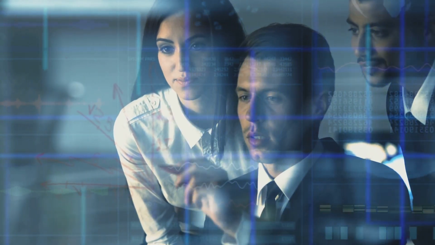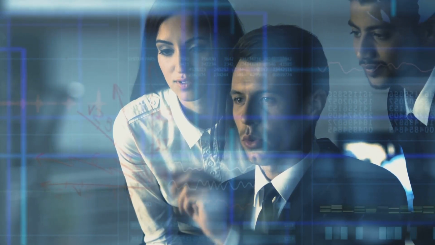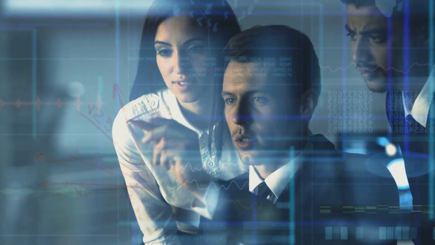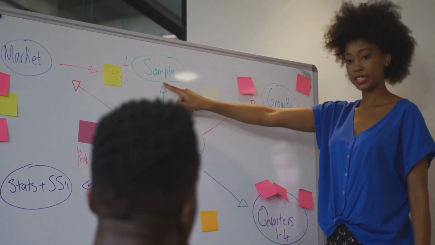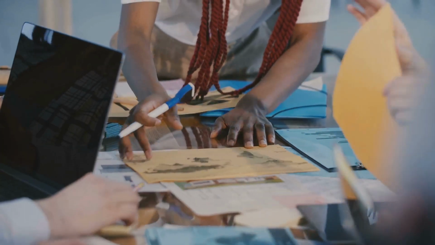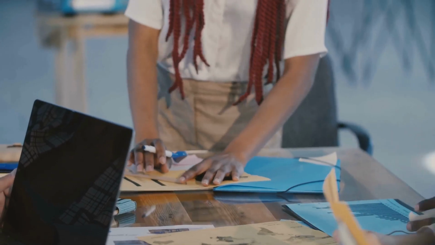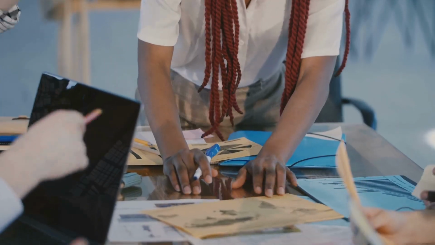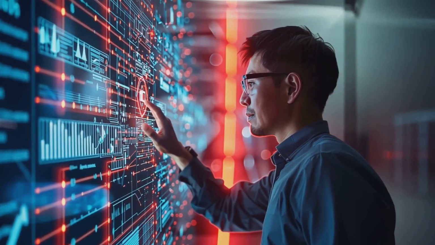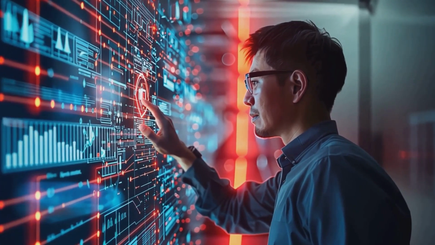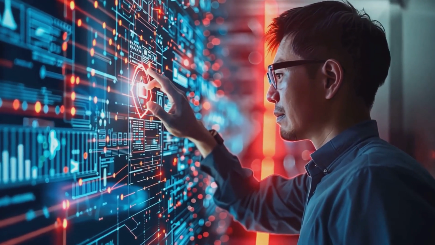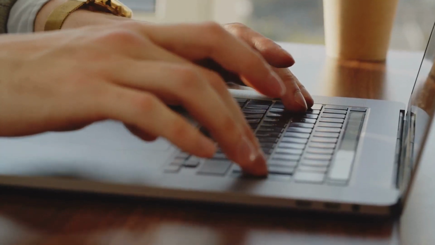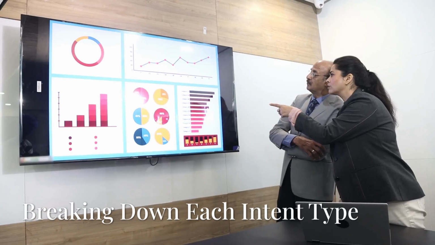Understanding the 4 primary types of search intent is crucial for creating content that resonates with your audience and ranks well in search engines. Each type represents a different stage in the user's journey and requires a unique approach to content creation. Search intent can be categorized into 4 distinct types, each serving a specific purpose in the user's search journey. These categories help content creators and marketers understand what users are looking for when they type queries into search engines.